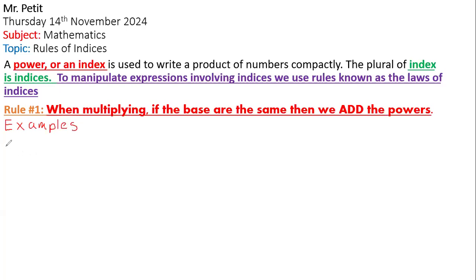Okay, so let's look at some examples. Example number one, let's say we have a to the third power multiplied by a to the second power. What is going to be our answer for this one? A to the power of 5. Very good.